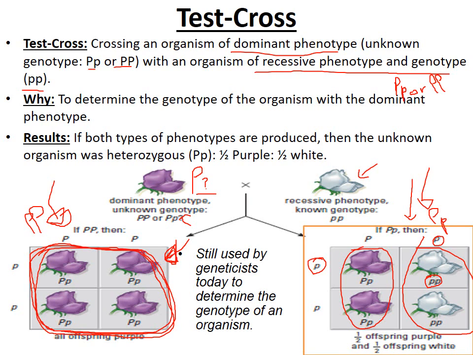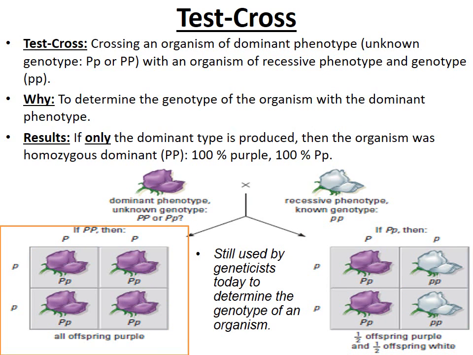So the test cross is always the dominant phenotype with the recessive phenotype, because the recessive phenotype has our known genotype, and the dominant has our unknown genotype. We don't know what it's going to be. And we actually still use this technique to figure out genotypes of organisms today, especially as it pertains to plants, but also other organisms too. And so here is the explanation again: if only the dominant is made, 100% purple, 100% big P, little p, and that means that this was our pure breeding individual.